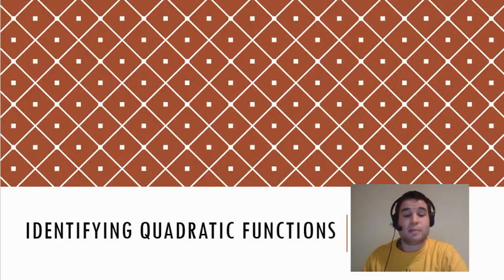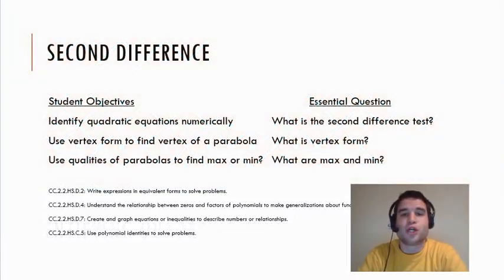This lesson is about identifying quadratic functions. Our student learning objectives for this lesson: identify quadratic equations numerically, use vertex form to find the vertex of a parabola, and use qualities of parabolas to find maximum and minimum.